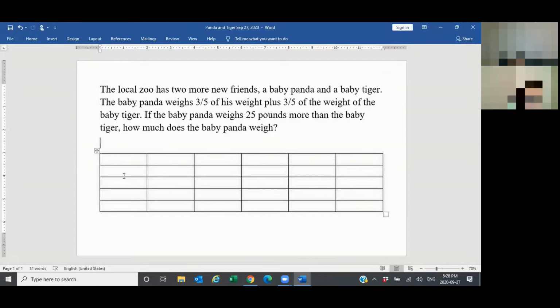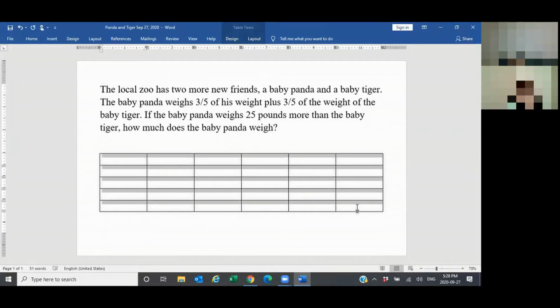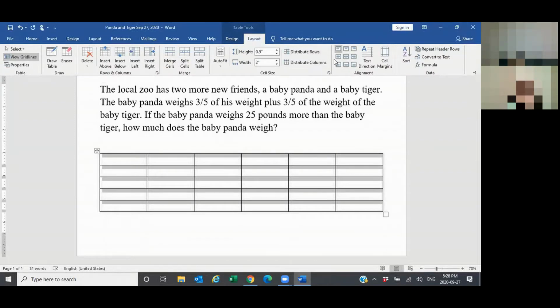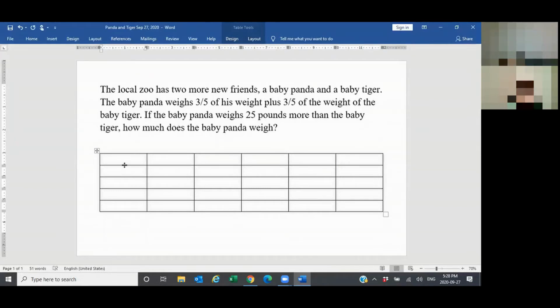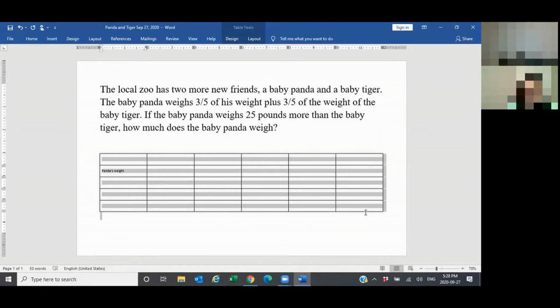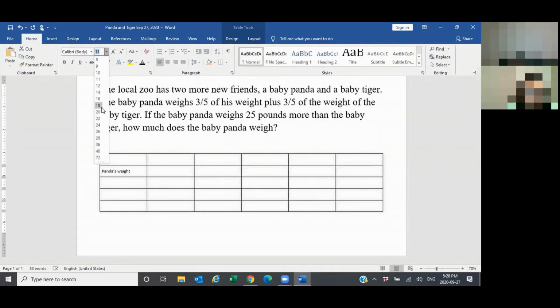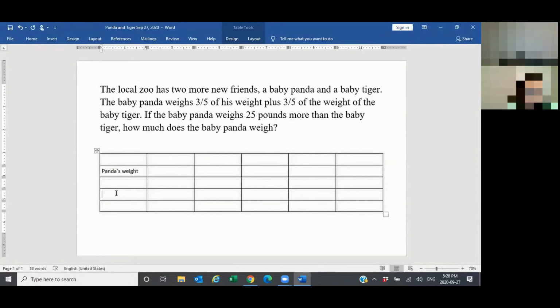It's a nice table. Right? And wait, that's way too small for the font. I don't even know if we can see that. Tiger. Wait.